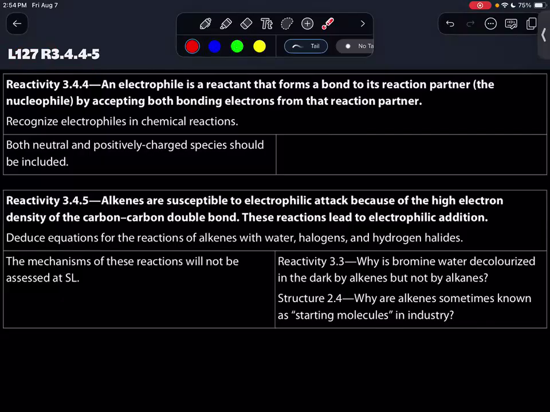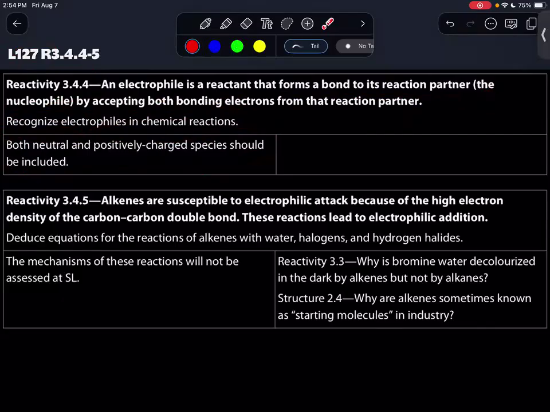In 4, we're looking at how the electrophile is a reactant that forms a bond to its reaction partner, the nucleophile, by accepting both bonding electrons from that reaction partner. So we should be able to recognize electrophiles in chemical reactions. We will look at both neutral and positively charged species as electrophiles as well.